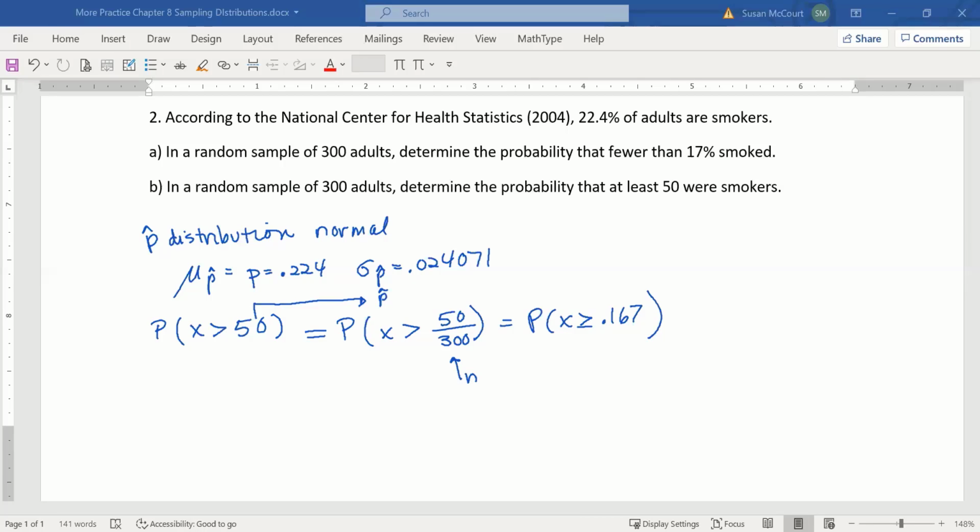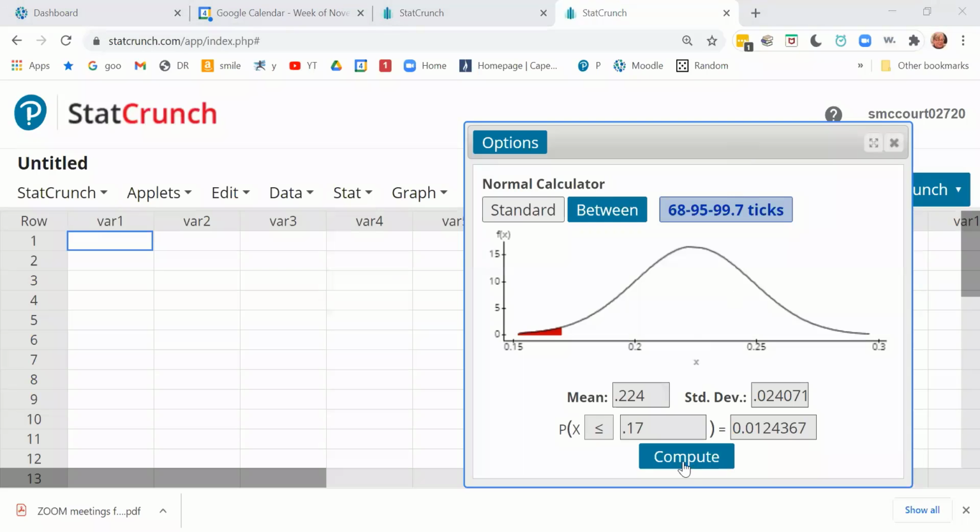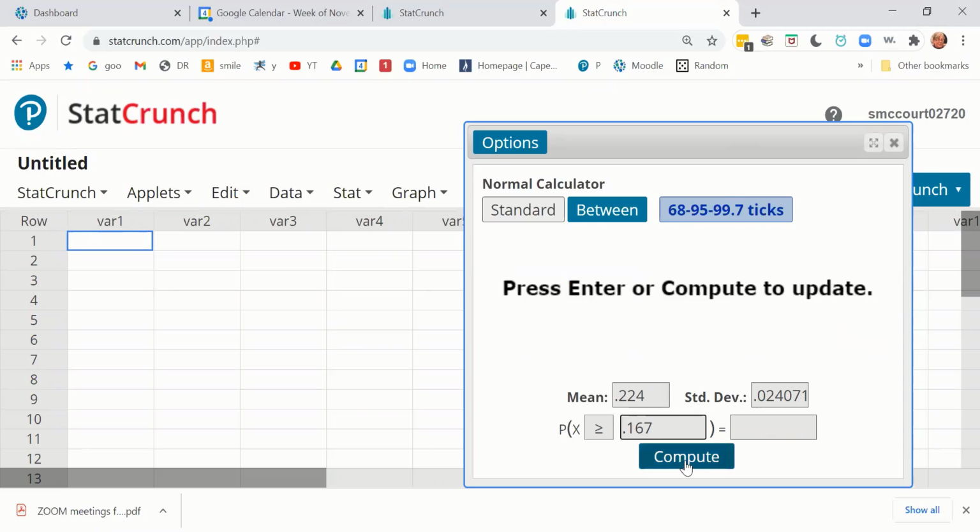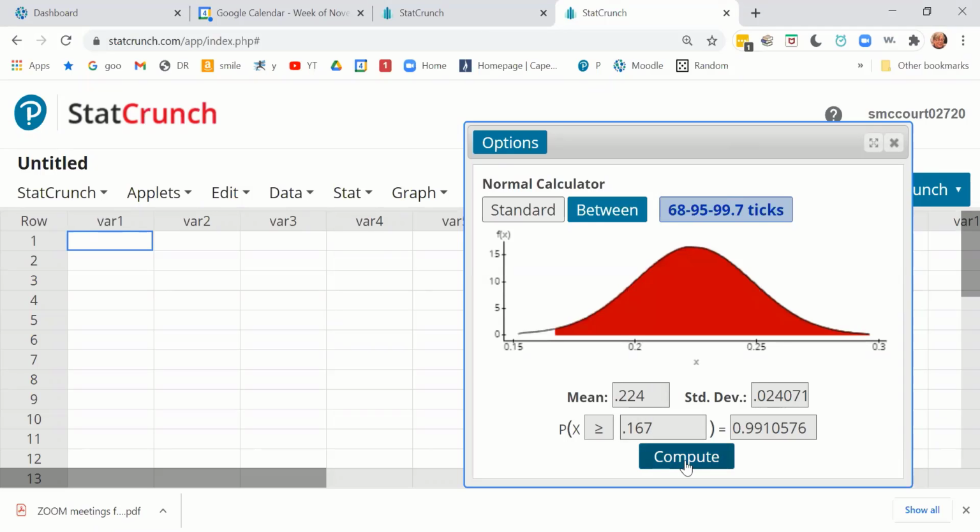So going back to the StatCrunch, we have to change this to a greater than and 0.167 and compute. And we get 0.9911. So mine is backwards on the answer sheet. Change that to 0.9911. And I'll upload the answer sheet when we're done to the new one. Any questions on that?